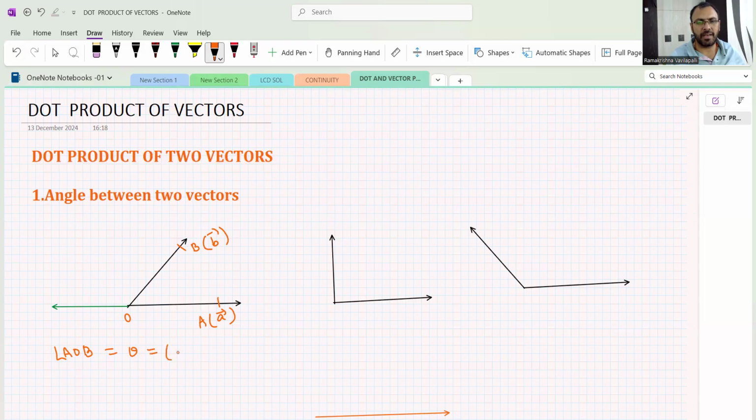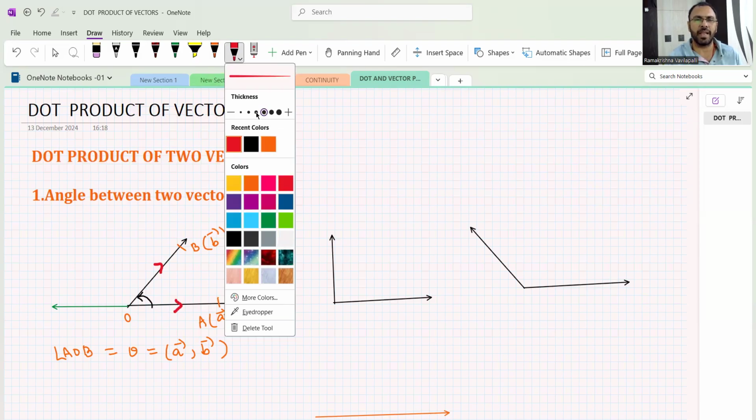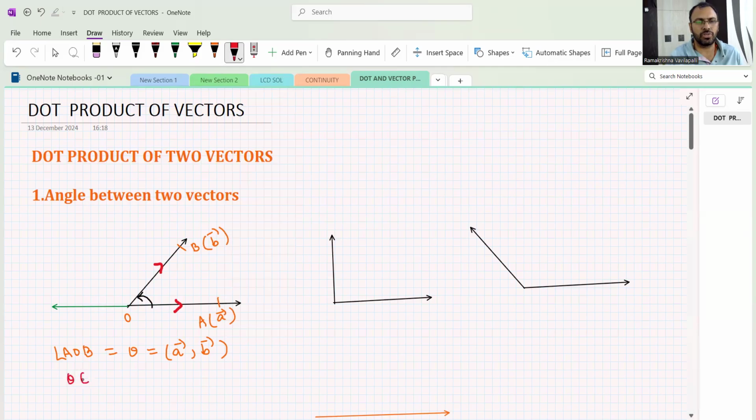The angle between the vectors is denoted by the ordered pair A comma B. So this is the angle between the vectors A bar and B bar. And this angle between two vectors never exceeds 180 degrees. Here theta belongs to 0 degrees to 180 degrees.